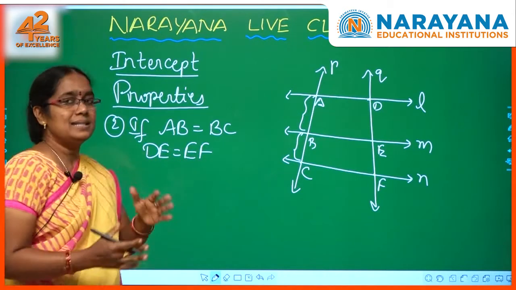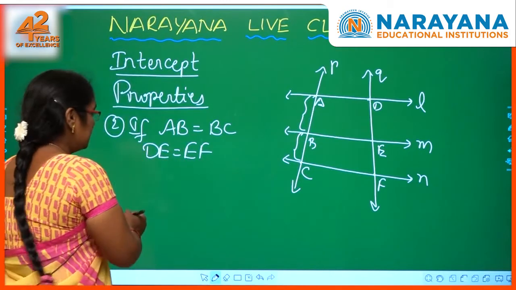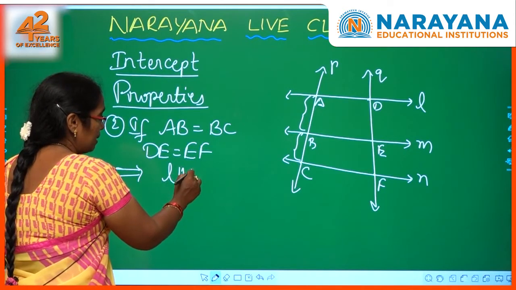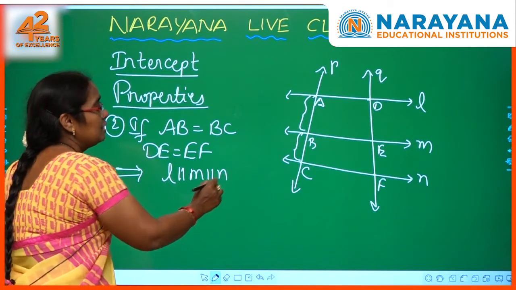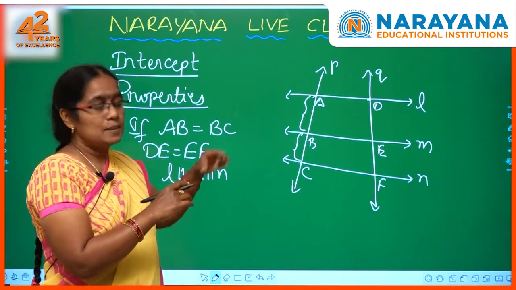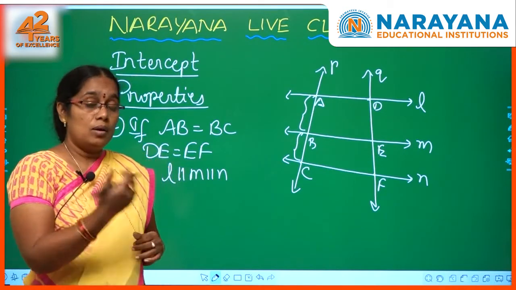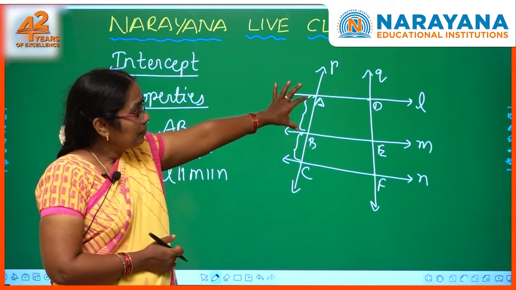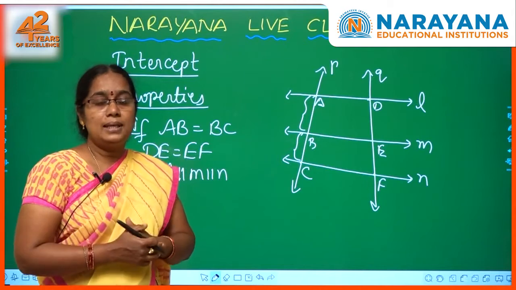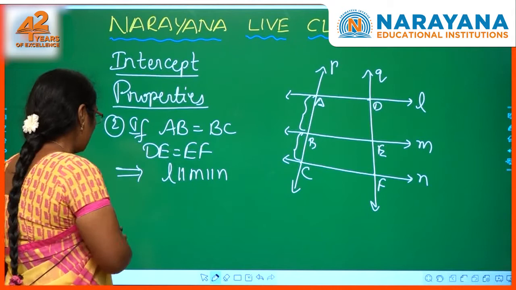So what we can say is, lines are parallel. What is that? Lines are parallel. What are the lines here? L is parallel to M is parallel to N. Lines will be parallel. So if the ratio of intercepts are equal, of course lines will be parallel, and also if the lengths of the intercepts are equal, then what we can say? Lines are parallel. Okay, that is second property.